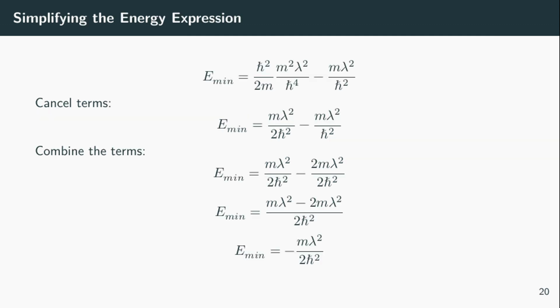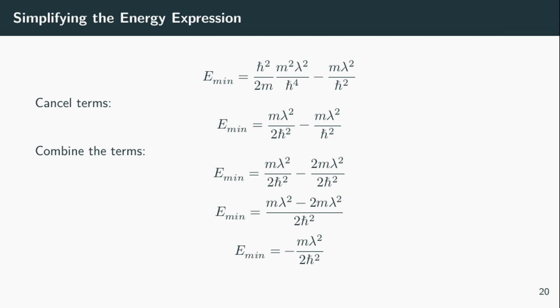Now we simplify. In the first term, we have h bar squared in the numerator and h bar to the power of 4 in the denominator, leaving h bar squared in the denominator. We have m squared in the numerator and m in the denominator, leaving m in the numerator. So the first term simplifies to m lambda squared over 2h bar squared. The second term is already simple, minus m lambda squared over h bar squared. So E minimum equals m lambda squared over 2h bar squared minus m lambda squared over h bar squared.